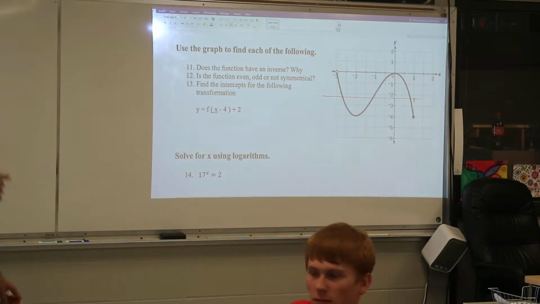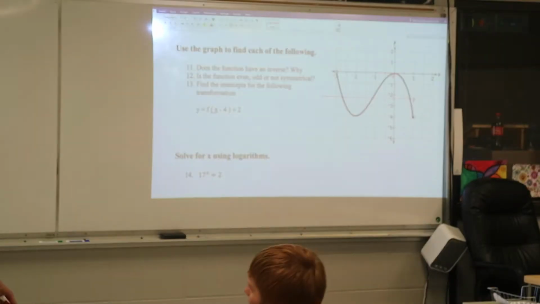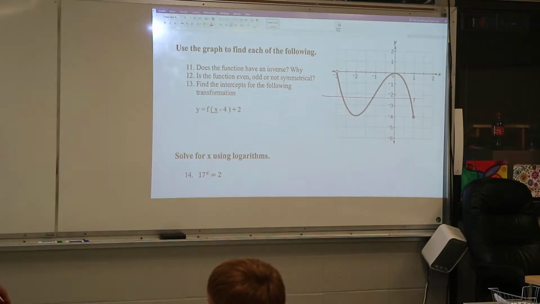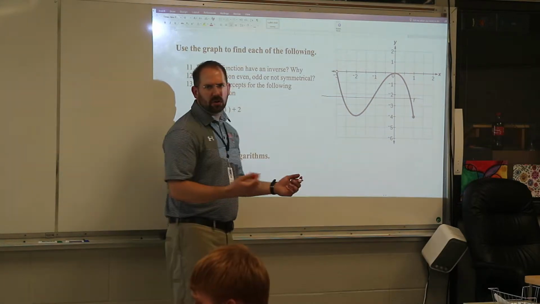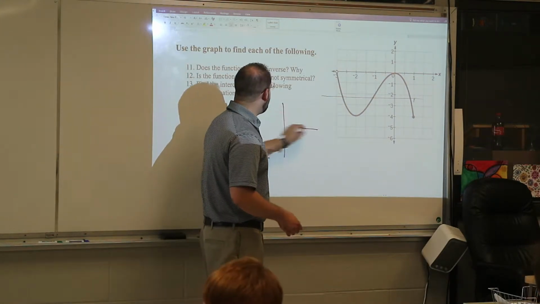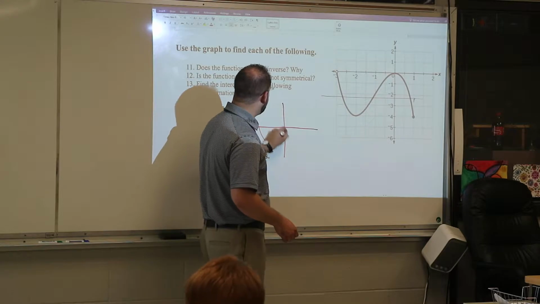Second part, is it even, odd, or symmetrical? Odd? Nope. Even? Not. I don't know. Not symmetrical. It kind of looks like it would be, but they didn't finish it. The way that it needs to be, even or odd, is like it's doing something like this on both sides.